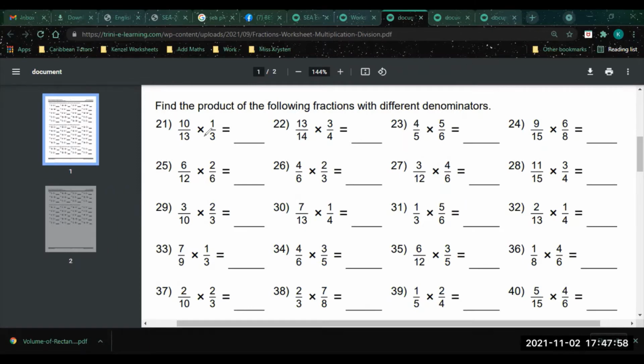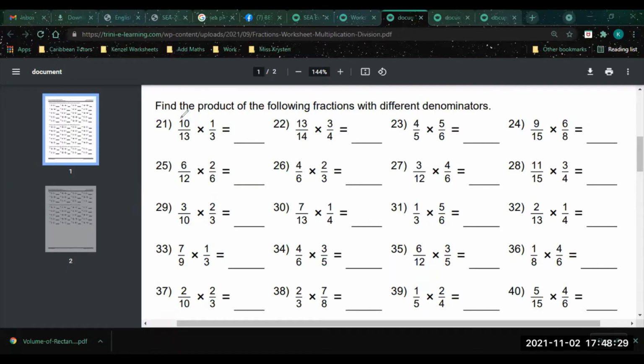Whenever you're reducing fractions, it's very important that you know your multiplication timetables. And whenever you're reducing fractions, you always reduce diagonally. So you look at the two numbers diagonal to each other, 10 and 3, and you look for a common factor. More than likely, the highest common factor would be the best thing to look at. But 10 and 3 have nothing in common, and 13 and 1 have nothing in common. So you have nothing to reduce in example 21 here.